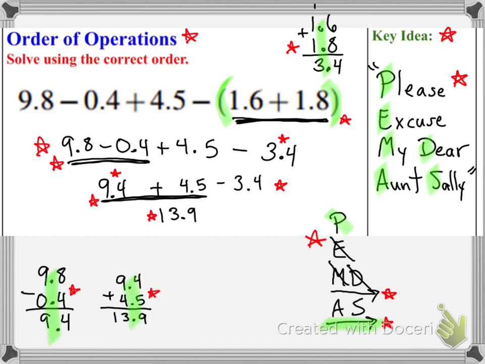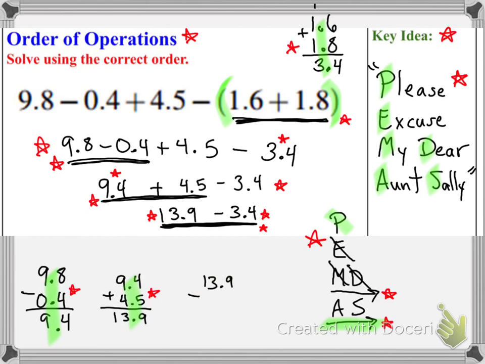And then I copy everything else down, which is the minus sign and the 3.4. That will also give me a star for copying everything else down. And the last thing we have to do is just a subtraction of 13.9 minus 3.4. If you underline that last step, then you get a star for that.